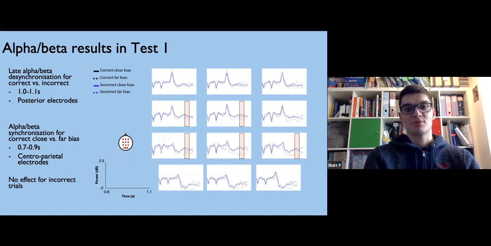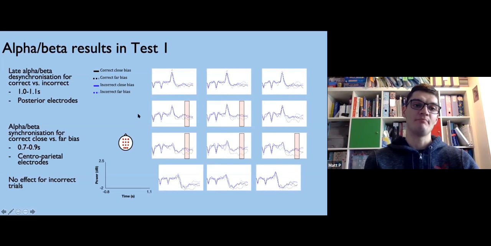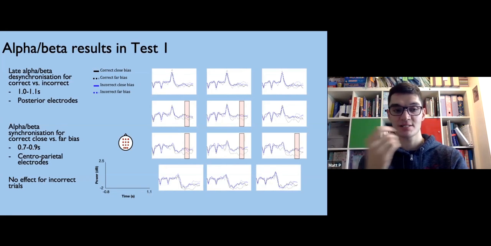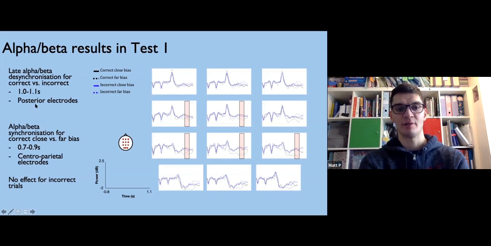And so I'm just presenting the key results that we found. In the alpha and beta bands, what we found was that there was a late alpha-beta desynchronization. So there was a desynchronization of alpha and beta when participants correctly picked a target compared to incorrectly picking a distractor during the first test, generally at posterior electrodes, as I said, quite late on during the epoch.